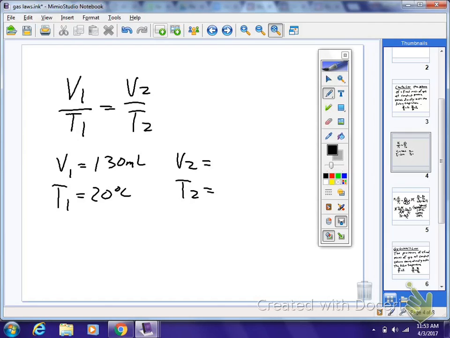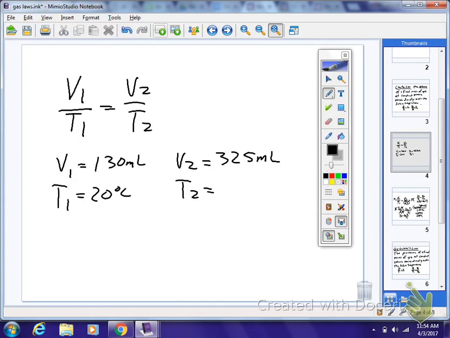Yep, 325 is correct, thank you. So it'll be 325 milliliters. We're going to solve for T2. Now, according to our definition, are all our units correct? By looking at the definition of Charles' law, are all our units correct? Read through it again, look at my units, see if they're all correct.